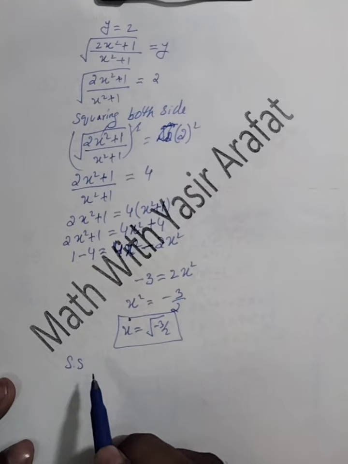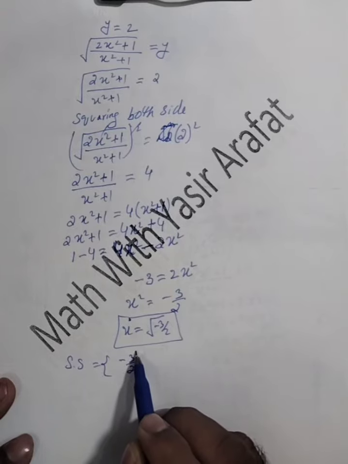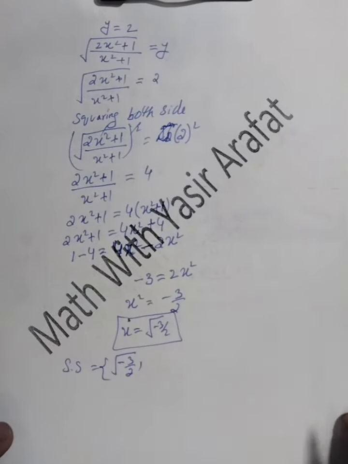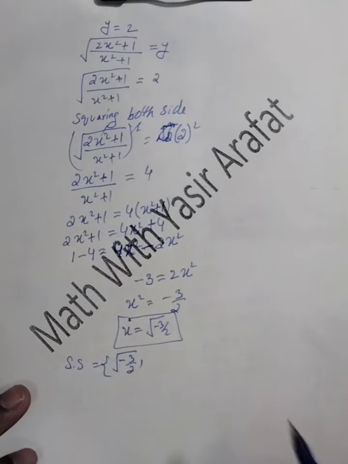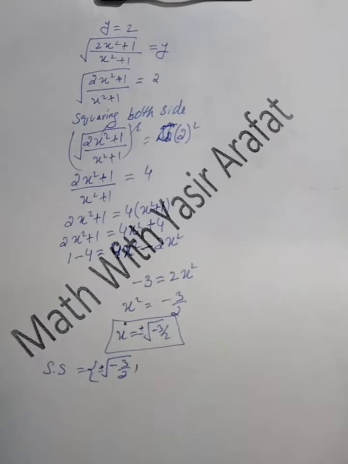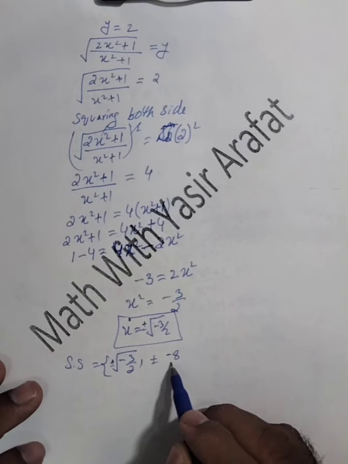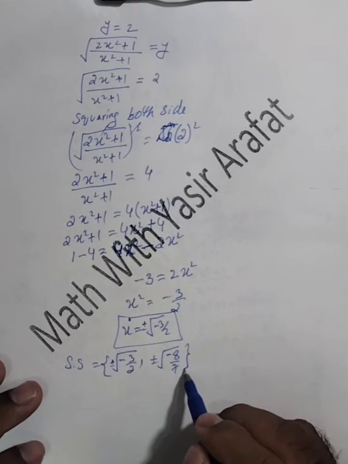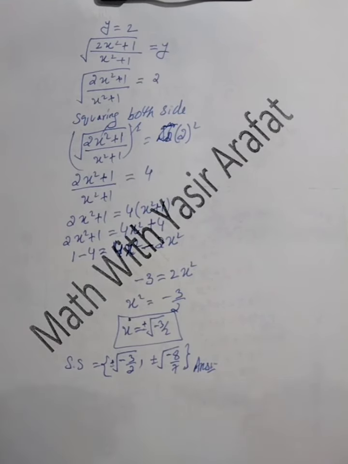So the solution set of this question: number 1, minus 3 upon 2, and number 2, that is plus minus, we have to put here, plus minus radical of minus 8 over 7. So this is the answer of this question. Dear students, we have discussed 2 questions of this exercise. What was the case? They were reciprocal to each other.